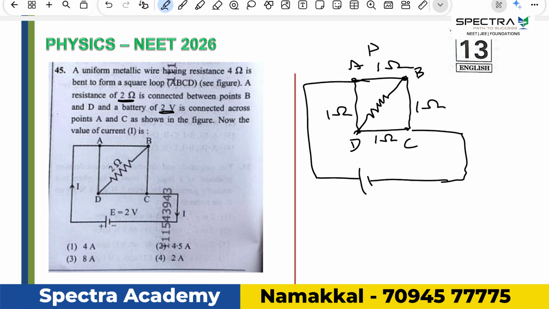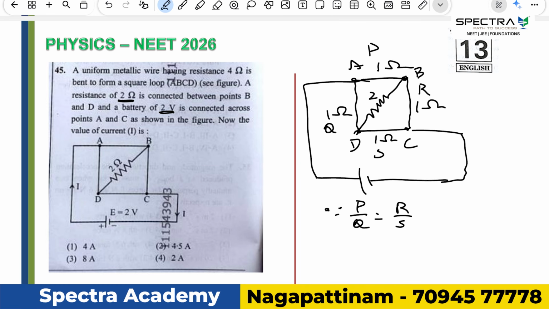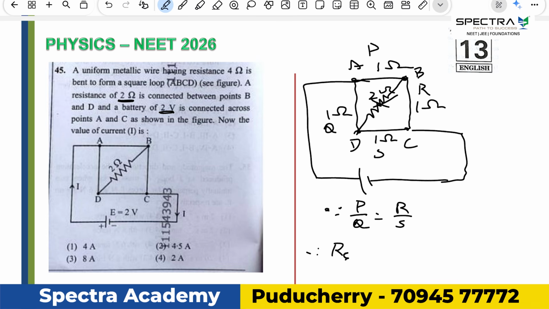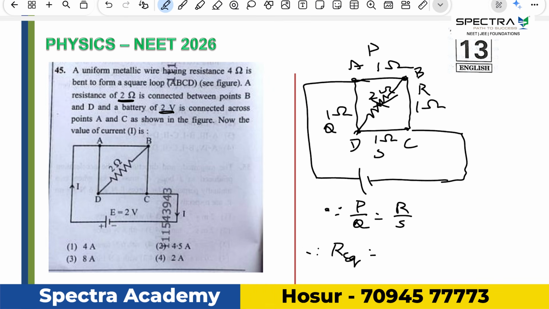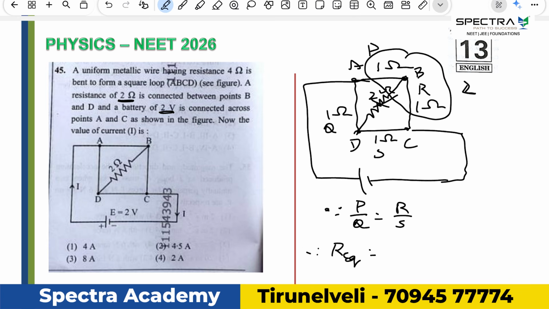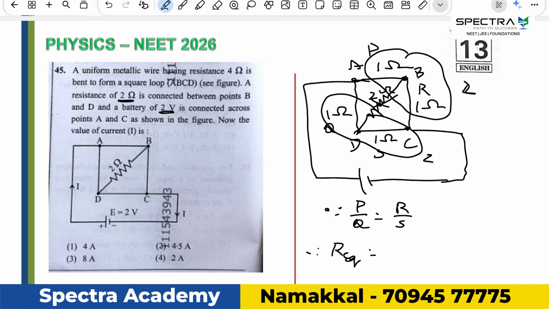Let us say this is in the form of a Wheatstone bridge, PQRS. Since it satisfies P by Q equals R by S, we can say this 2 ohm can be removed. So finding the equivalent resistance: this is 2 ohm and this is also 2 ohm, therefore these two are in parallel. Therefore 2 by 2, which is nothing but 1 ohm.